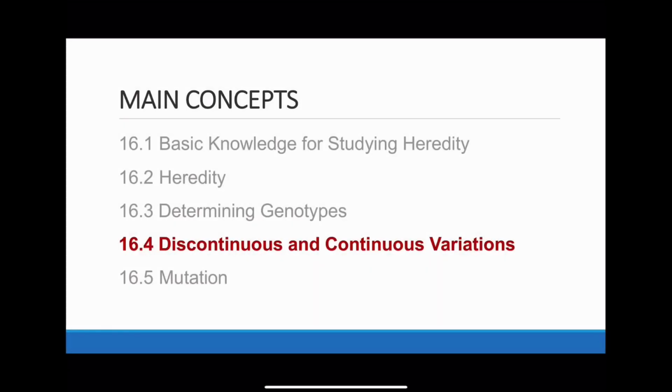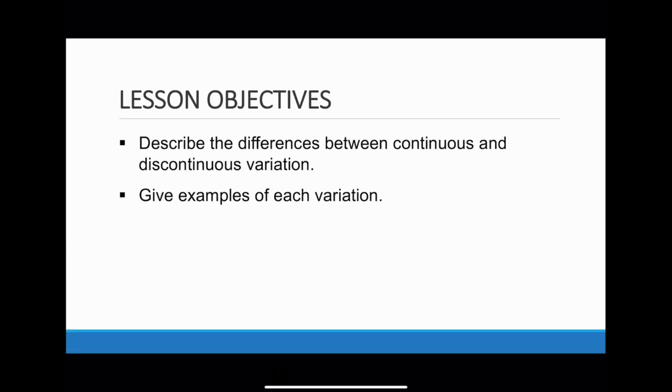Alright, hi guys. For this video, we're looking at this concept called variations. This is a lead up from the previous concept, which is on the genetic diagram. So now we're going to dwell more into this particular category of concepts. In this video, you'll learn about the differences between these two types of variation, and you should be able to give some examples of each of these variations.